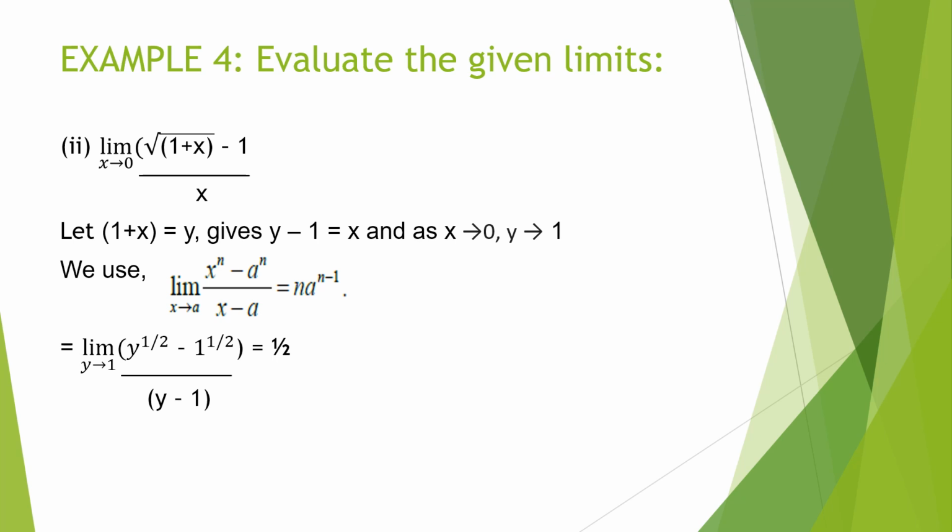So our example will become limit y tends to 1. What is the numerator? Root of 1 plus x means root of y, or y raised to half, minus 1. 1 I can write as 1 raised to half. And what is x? X is y minus 1. So we have converted it into the form of our result, limit x tends to a, x raised to n minus a raised to n upon x minus a. What is our n over here? N is half. So this is equal to half into a. A is 1, and 1 raised to anything is 1. So this is equal to half.